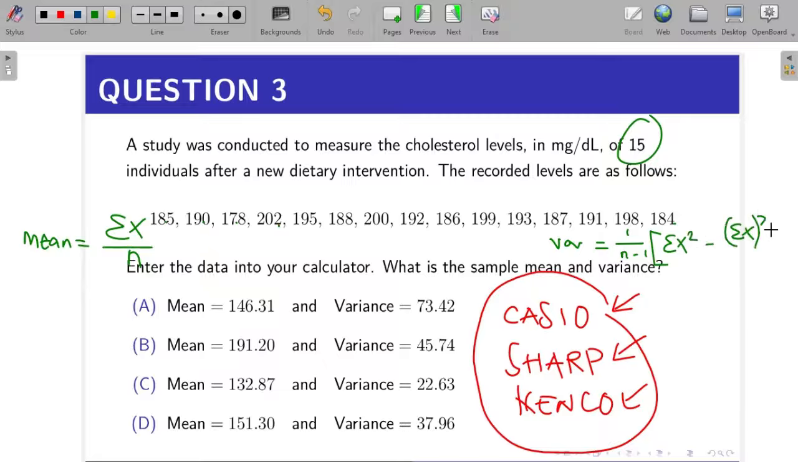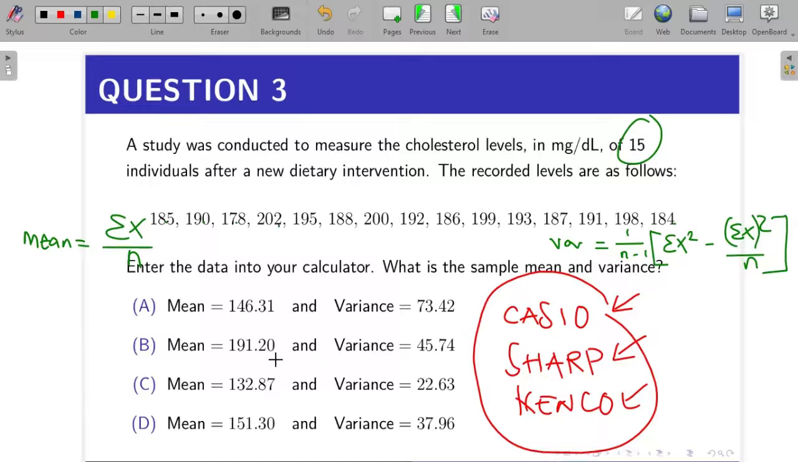So you can easily do this, okay? But if you want, you can just use the calculator. I'm going to create a separate video where I'm showing you how to use the Casio, Sharp, or even the Kenko. But the answer that you should get here is that the mean is 191.20, and then the variance is 45.74.